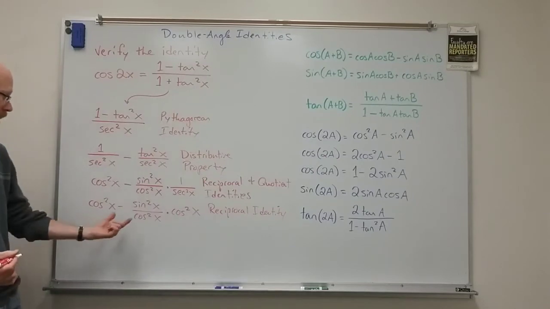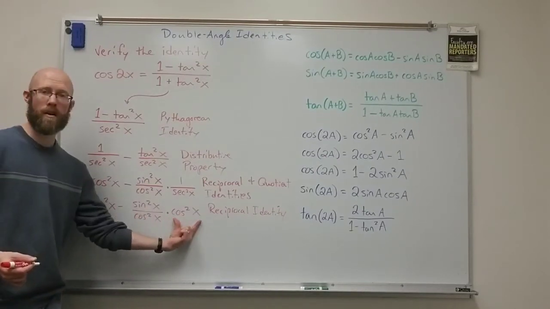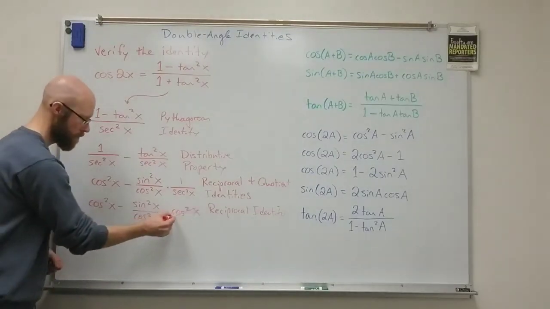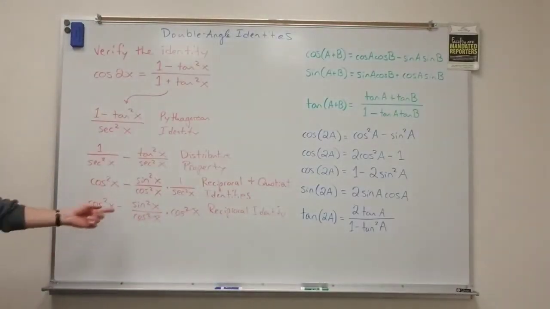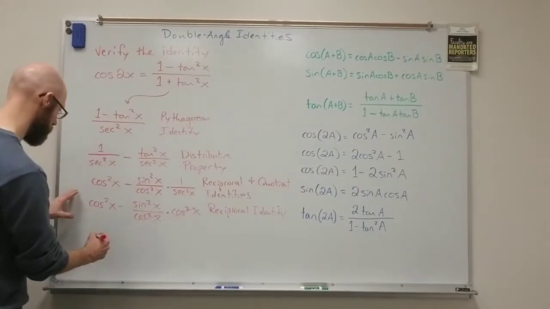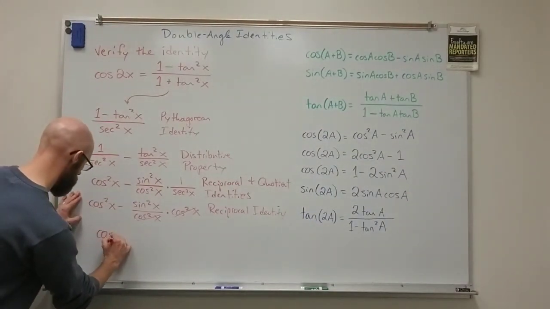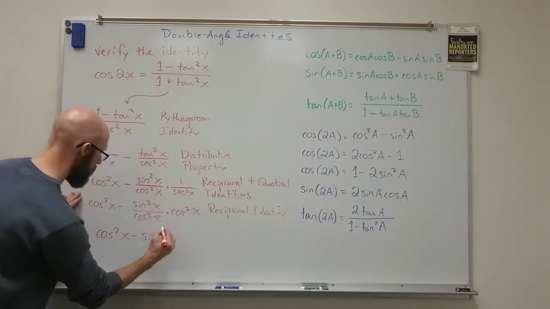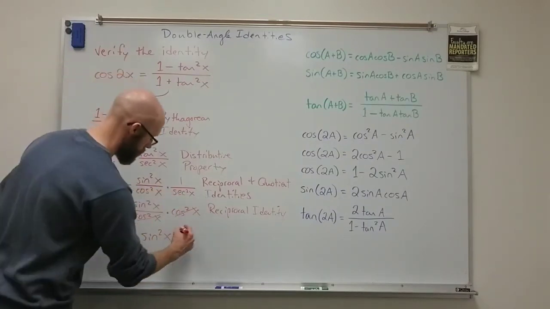And then finally, I'm going to be able to cancel off a common cosine squared from the top and the bottom. And I'll be left with just a sine squared x on the second term. Okay, so this will become the cosine squared x minus the sine squared of x. And that's just canceling common factors.